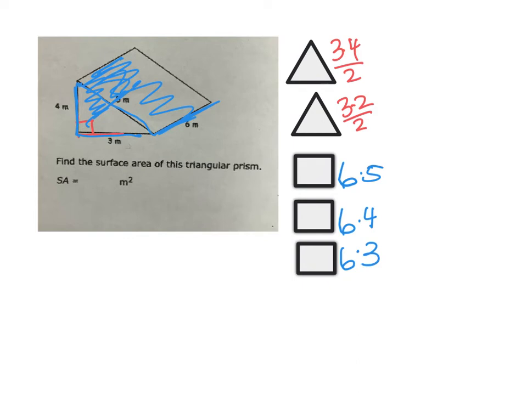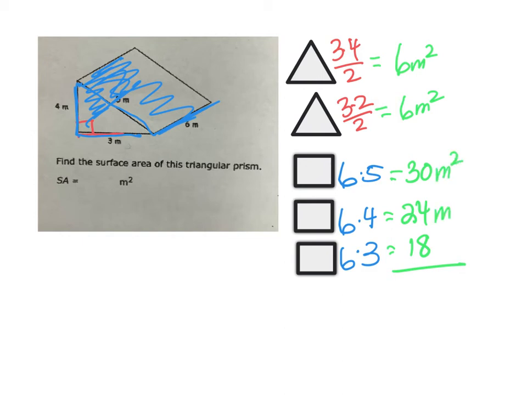So if I take a look at this, 3 times 4 is 12, divided by 2 is 6. I get 6 meters squared for each of those triangles, and then for each of the rectangles I'm going to get 6 times 5, which is 30, 6 times 4, which is 24, and 6 times 3, which is 18. And if I add up all of those sides together, and of course each of those is surface area, which is meters squared, I get 84 meters squared.